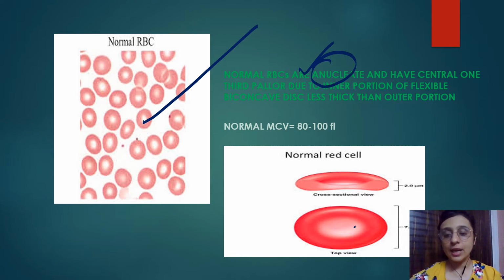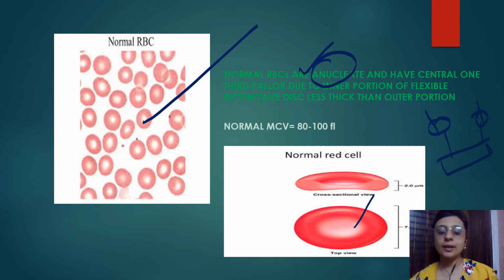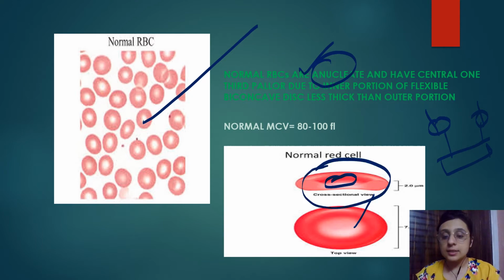See, if you see the RBCs from the top view, that means you are using a microscope and visualizing the slide. That is the top view where you can appreciate the central 1/3 pallor. But if you look at the cross-sectional view, you will appreciate that the inner portion is less thick compared to the outer portion. This outer thicker portion and the inner thinner portion gives this characteristic central pallor in the normal RBCs, and also the normal MCV or the volume occupied is around 80 to 100 femtoliter.